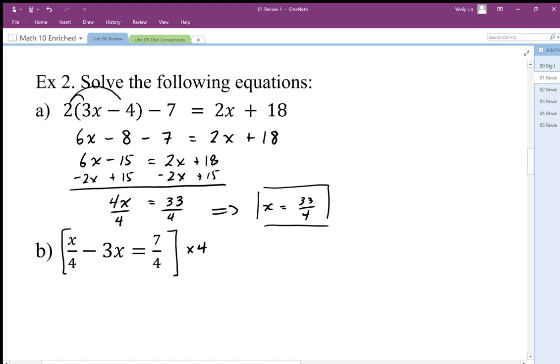So that divide 4 and times 4 undo each other, and all we're left with is x. I have to make sure I times that 4 to everything in the equation, so it's got to times that 3x. So I'm going to subtract 12x's, and that times 4 divide 4 cancel out. So I end up with negative 11x equals 7.